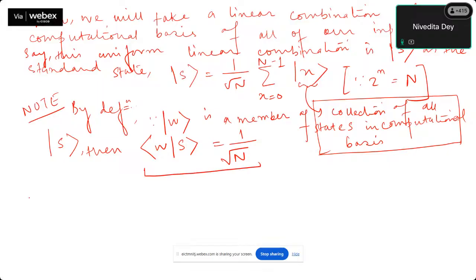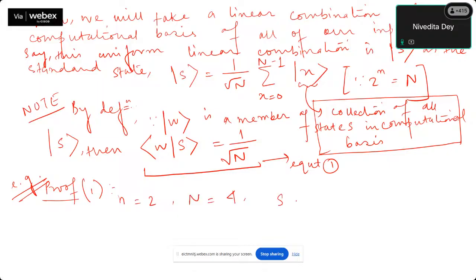Okay. Let me give you a small example. Say, why this is true. That is a proof of one. Let me just mark it as equation 1. Let me have a proof for equation 1. With a very small example you will understand. Say n equals 2 qubits, then capital N will be 4.